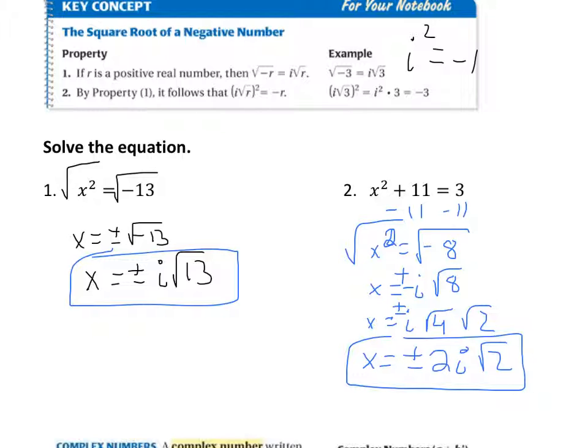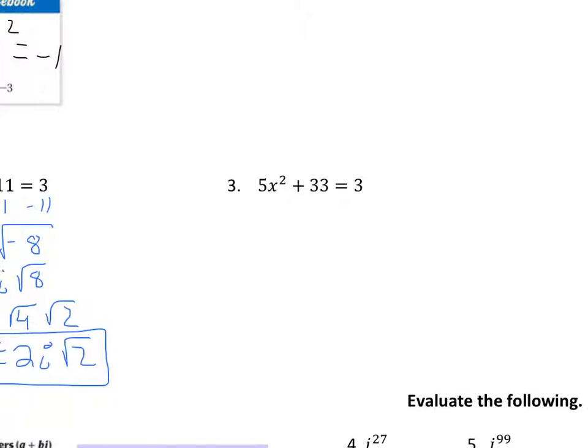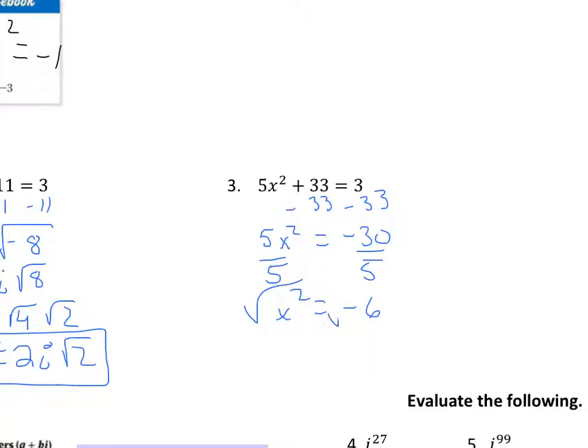So let's take a look at some other examples here. Alright, here we go. Subtract the 33. So you get the negative 30 divided by the 5. You get x squared equals negative 6, square root. So you get x equals plus or minus i times the square root of 6. You cannot simplify that at all. So there are your solutions, okay? Alright, let's take a look at some more.